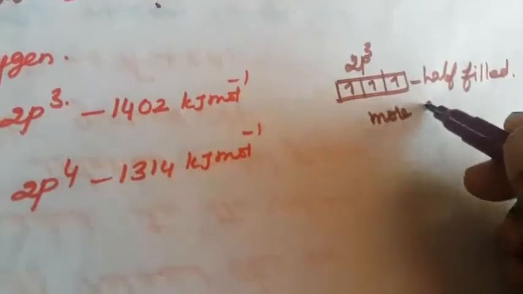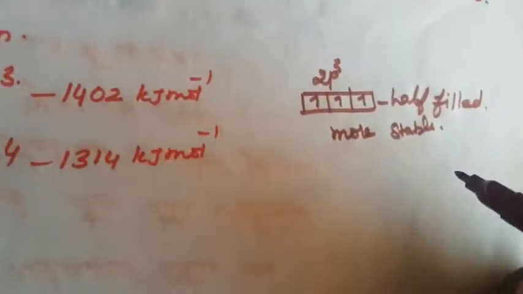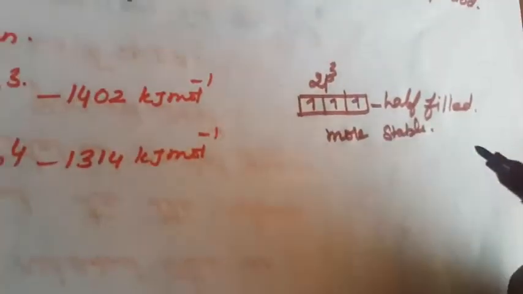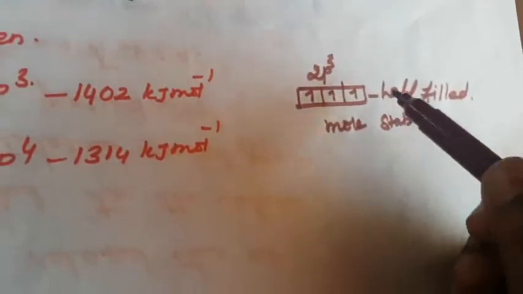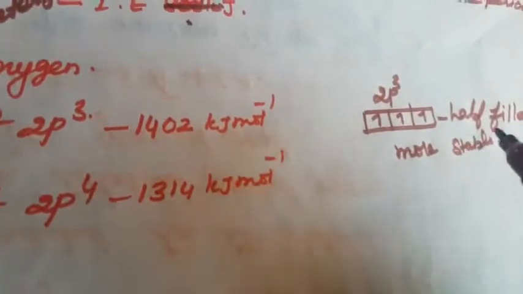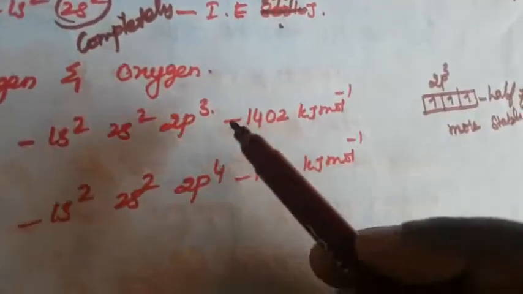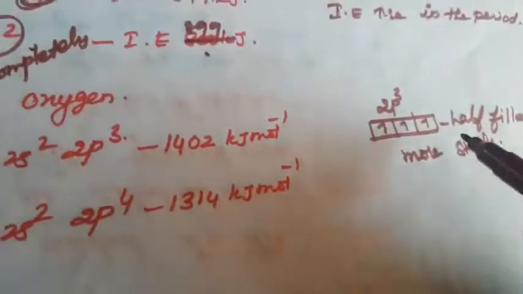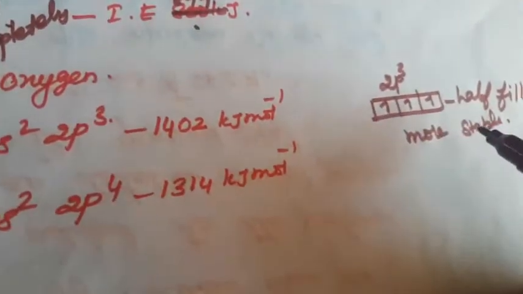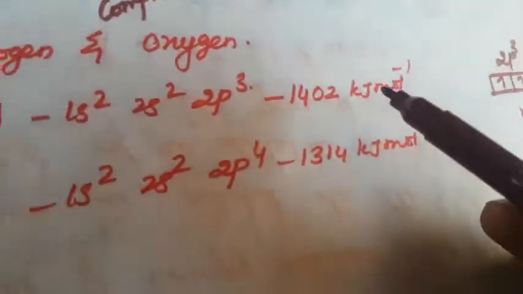For a more stable electronic configuration, we need more energy to remove the electron from the outermost shell. We can easily understand that partially filled and completely filled orbitals are more stable, and nitrogen is half filled. These are more stable, so we need more energy to remove the electron from the outermost shell.